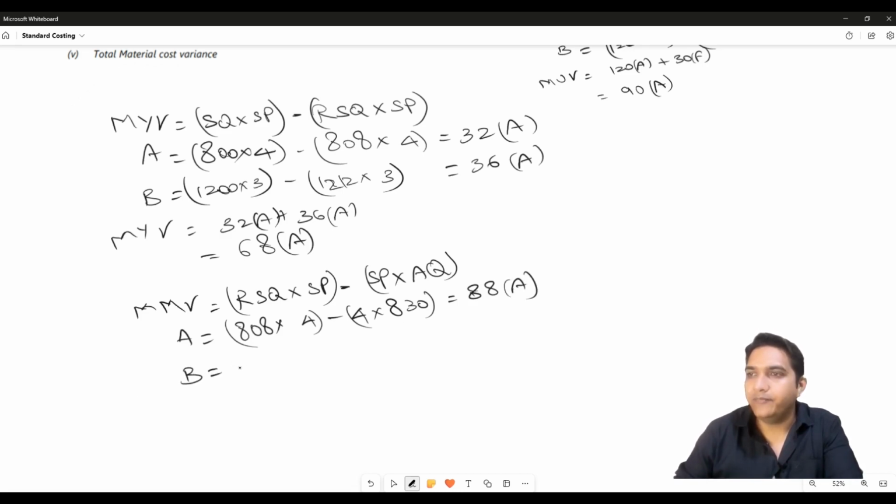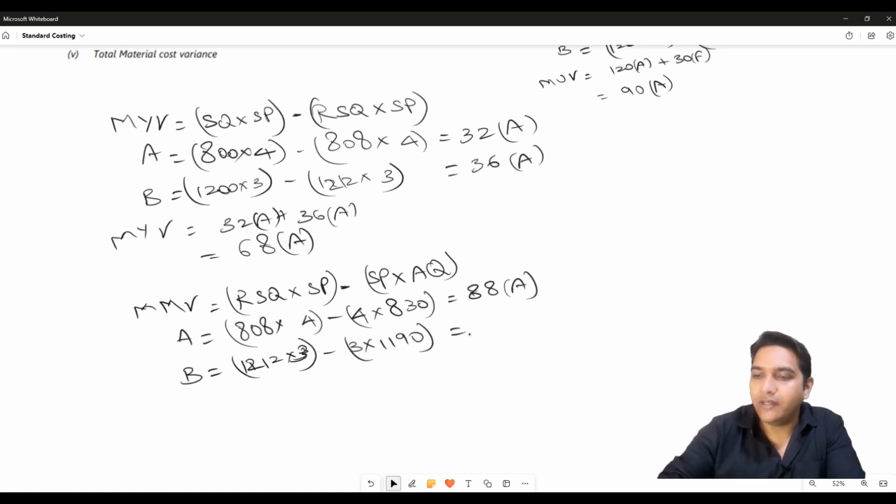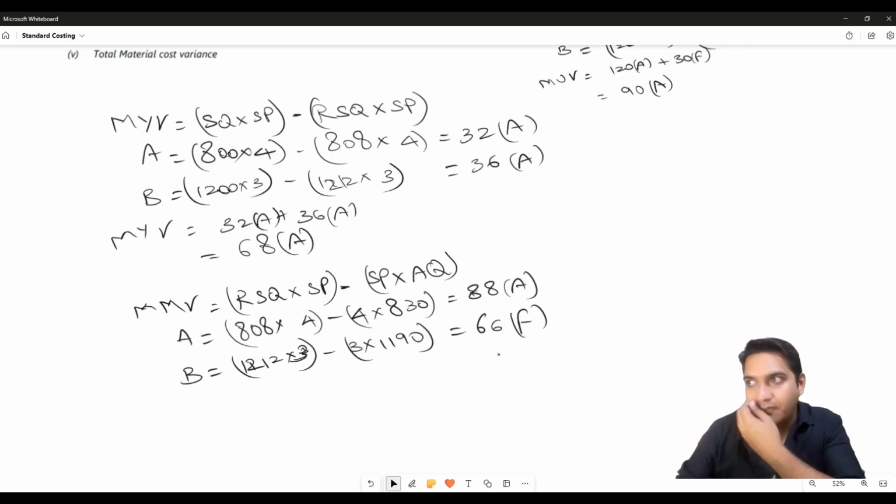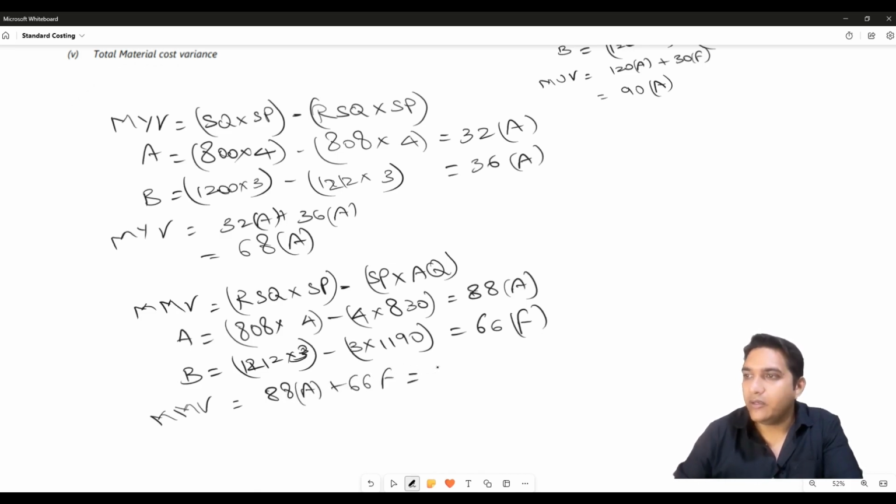Coming to B, we have 1212 times 3 minus standard price 3 times 1190. So what will it be? 1212 minus 1190 times 3. We have 66 favorable. So material mix variance is equal to 88 adverse plus 66 favorable, which will be equal to 22 adverse.